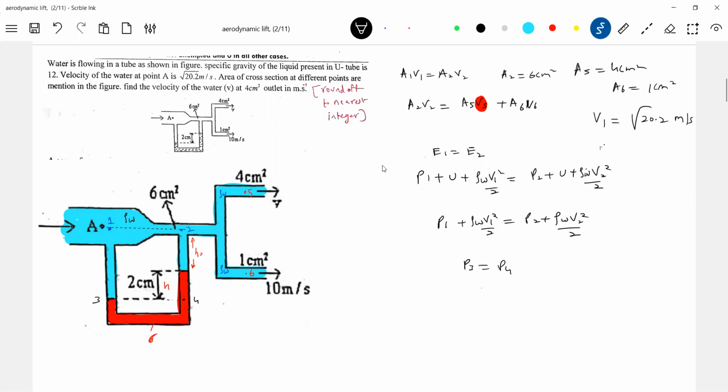Pressure at 3. What is the expression for pressure at 3? I'll write the manometric equation from here to here: P1 plus rho W G H naught plus rho W G H minus P3 equals 0, because everything is rho W here.